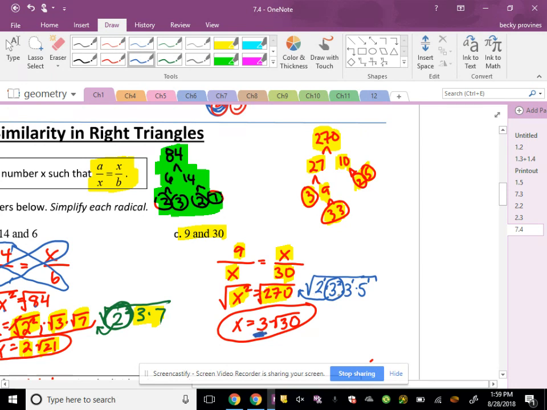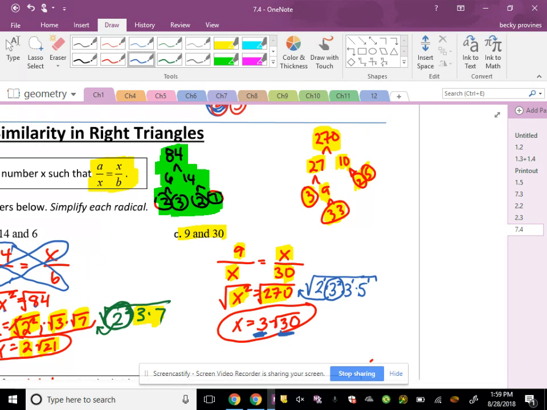So let's multiply 2 and 3 and 5. And again, multiply them in any order. 2 times 5 is 10. 10 times 3 is 30. That stays inside the square root sign. My answer is 3 root 30.